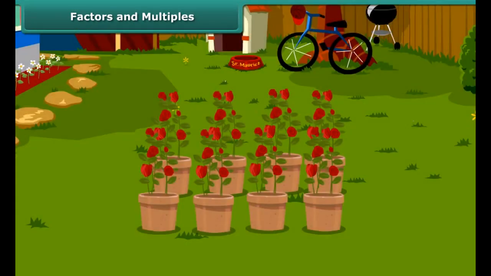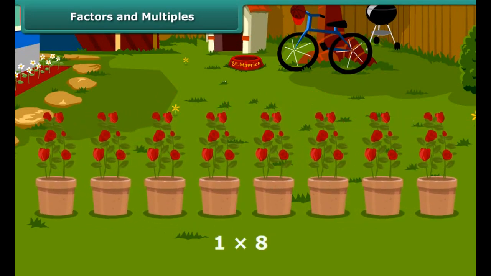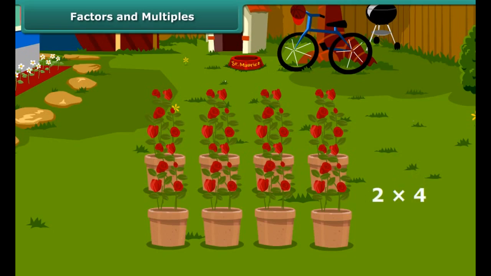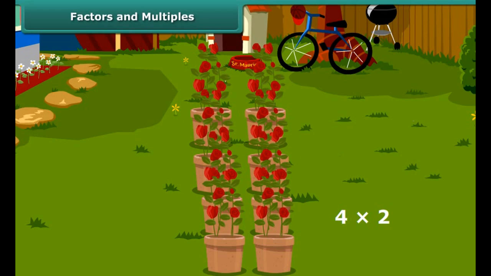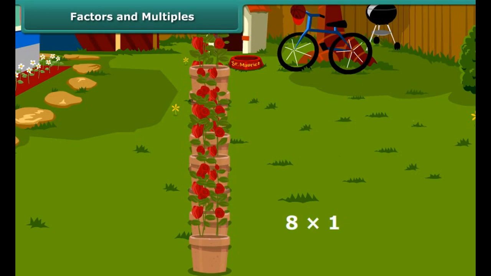Hira Lal can place all the 8 rose plants in a single horizontal row. Alternately, he can place them in 2 horizontal rows of 4 rose plants each. He can also place them in 4 horizontal rows of 2 rose plants each. One more arrangement is possible. He can create 8 rows with 1 rose plant in each row. Thus, there are 4 possible arrangements of rose plants.